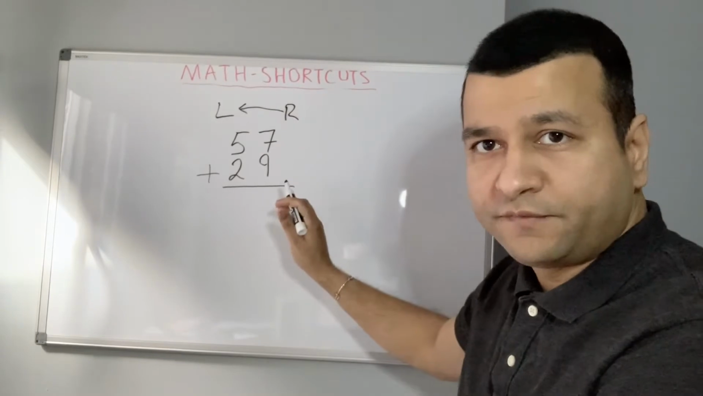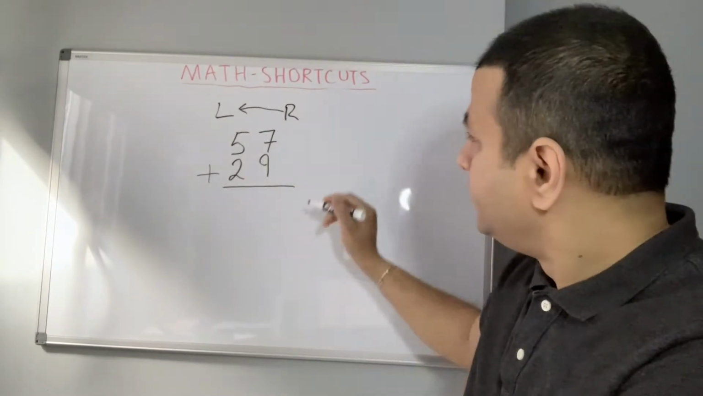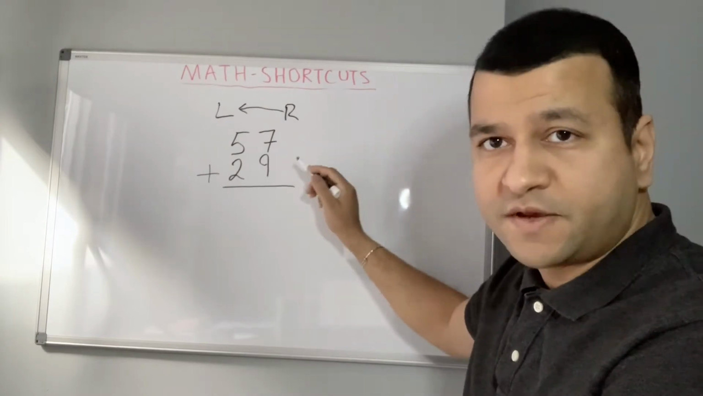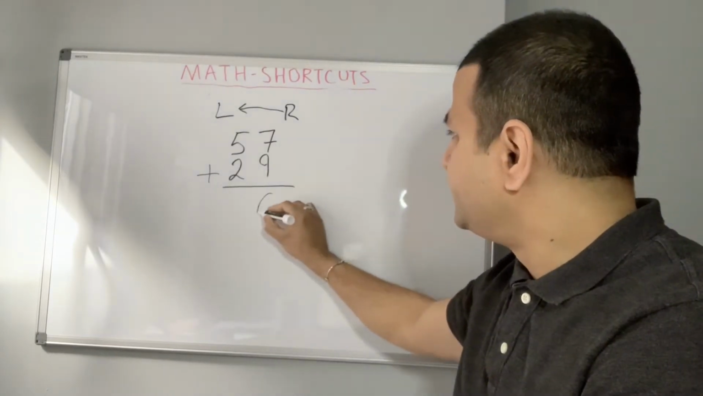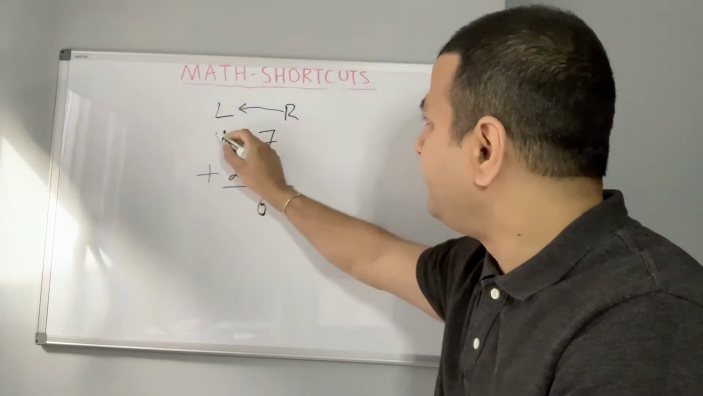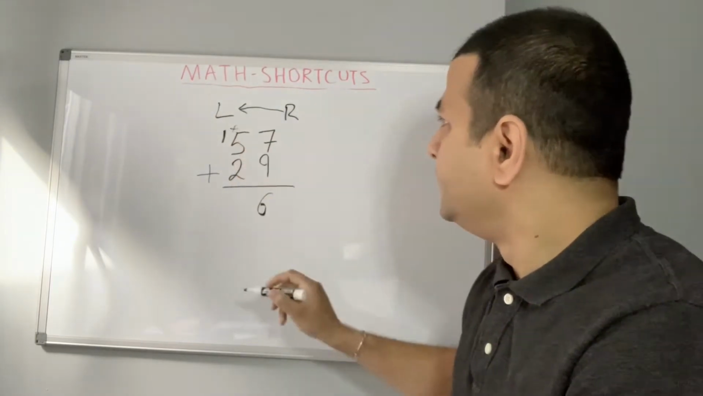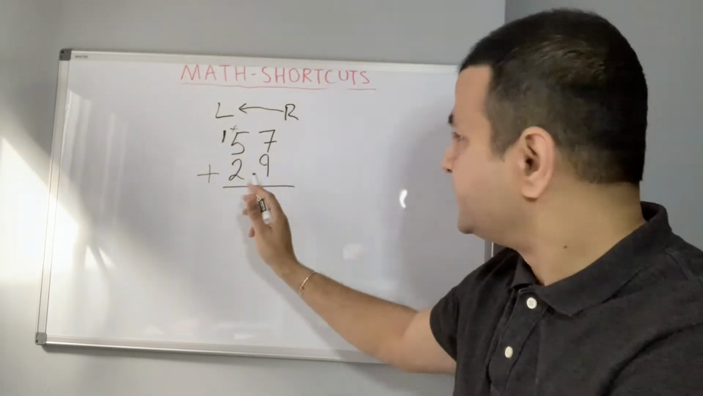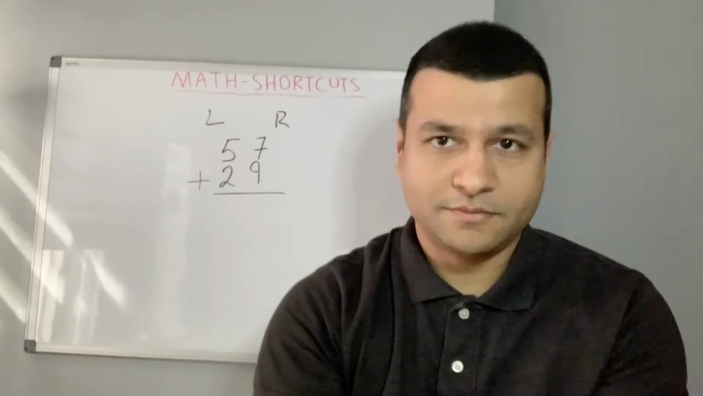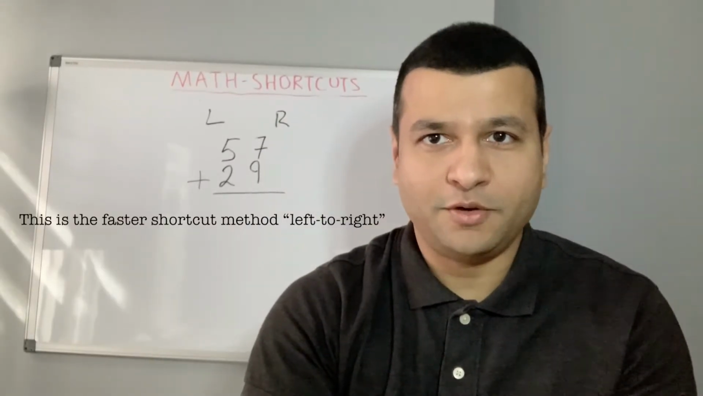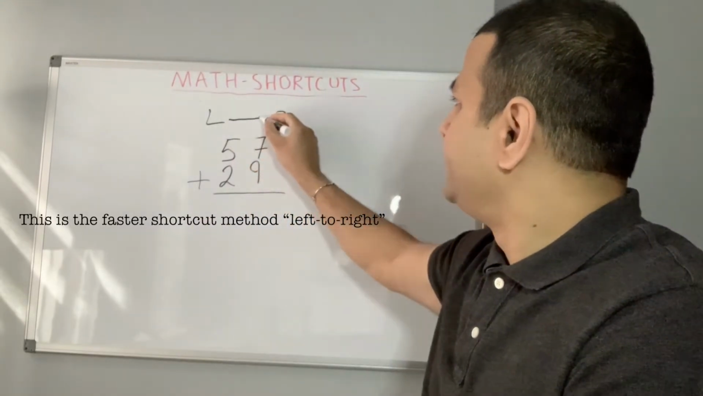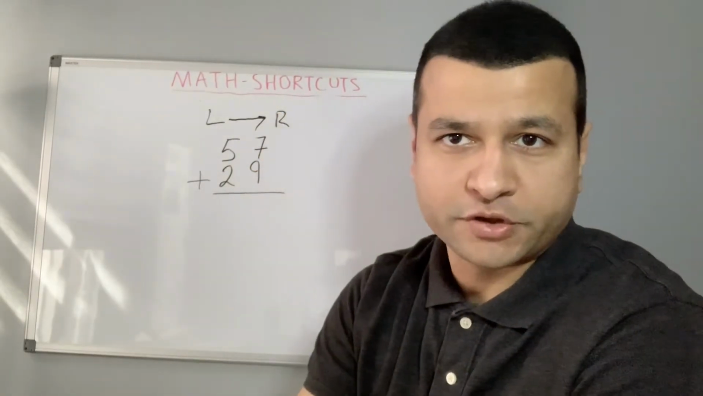Now going from right to left, the way most of you would have known it, we will add 7 and 9 first, which gives us 9 plus 7 is 16. So I'll put 6 here and I'll carry over the 1 to 5. And I will add this 1 to 5. So 5 plus 1 becomes 6, and then you add the 2 to it. So it becomes 86. Now let's do the same problem left to right, okay? So we'll go from left to right, which is what this shortcut method is about.